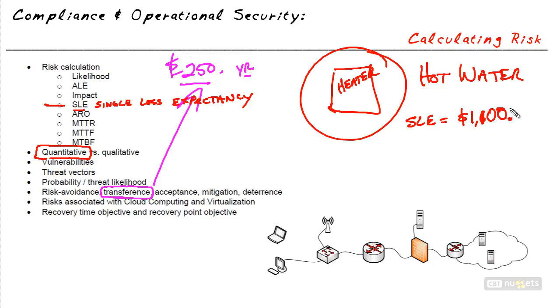Now, in an actual risk assessment, there would be other factors involved besides just the labor and hardware to install a new water heater. We'd also have, for example, what if we had a catastrophic failure of the existing water heater and there was water damage that was done, because that would also factor in.